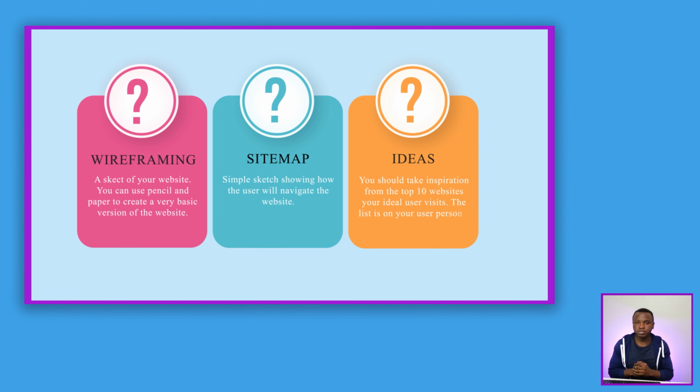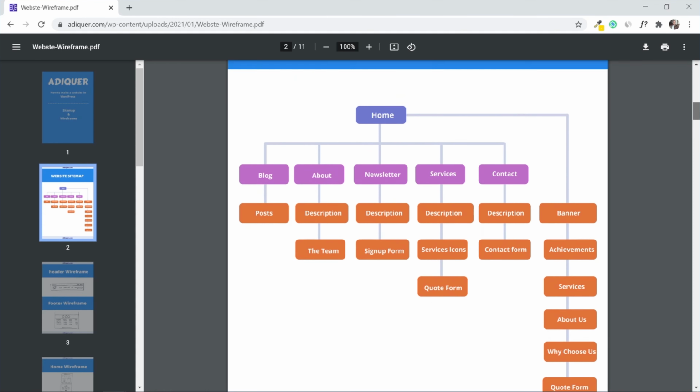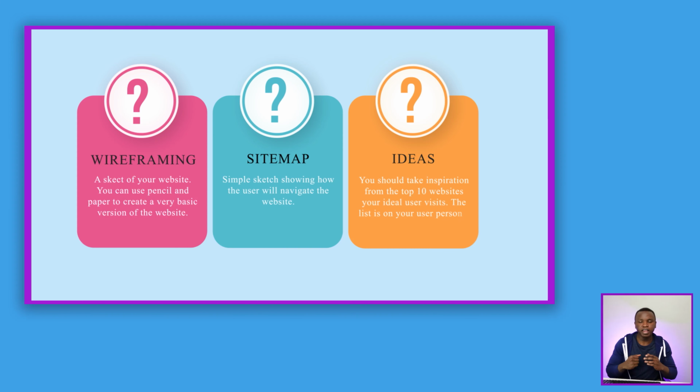The first thing you will need to sketch is called the sitemap. This is just a drawing showing how the user is going to navigate the website. This will include the names of the pages, the sections on those pages, and how these pages are going to be connected. Now you can move on to the wireframes.